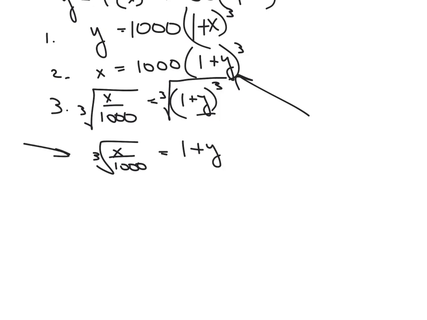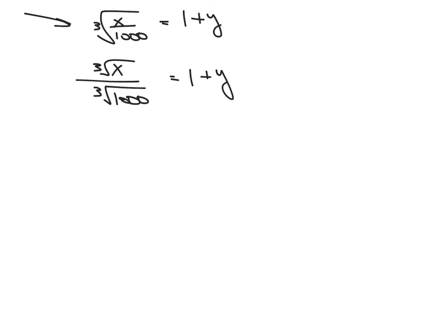This then can be broken up into the cubed root of x over the cubed root of 1,000 equals 1 plus y. So the place we're at now, the denominator, you can't have a radical in the denominator, but one of the things we know is, is there a number that we can multiply by itself 3 times to get 1,000? That answer is 10. 10 times 10 is 100, times 10 is 1,000, so that works.